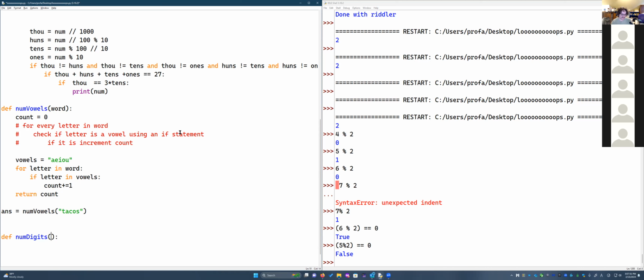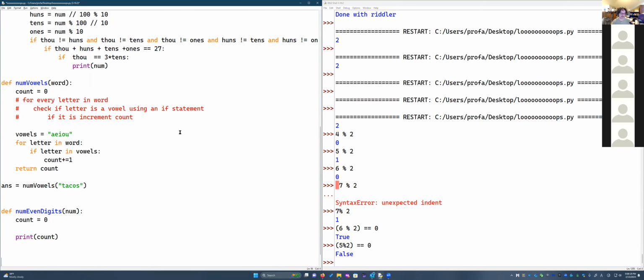Number of digits of a number. Not number digits, but number even digits. So if I'm trying to count the number of things that occur, I'll do count and I'll print out that count. We'll eventually turn that print into a return as we learn more about return. Right now, count is equal to 0. We'll print out that count. And so what we need to do is iterate through every digit in the number.